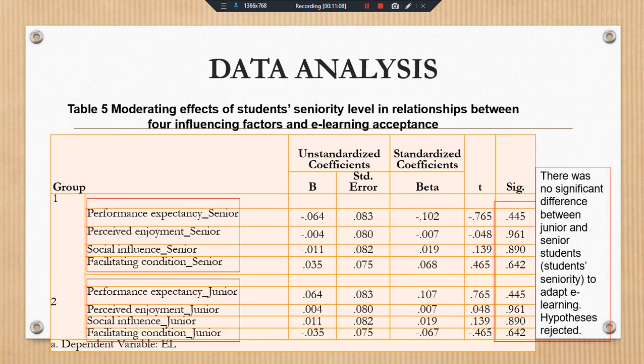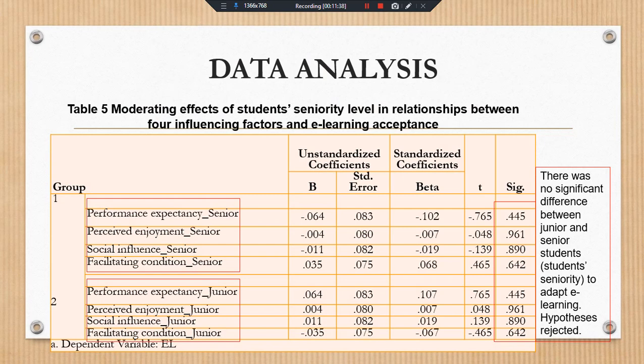And as per table 5, the moderating effect of students' seniority level in the relationship between the 4 influencing factors and e-learning acceptance. As per table 5, we can see here there was no significant difference between junior and senior students to adapt to e-learning. So therefore, all the sub-hypotheses are rejected.